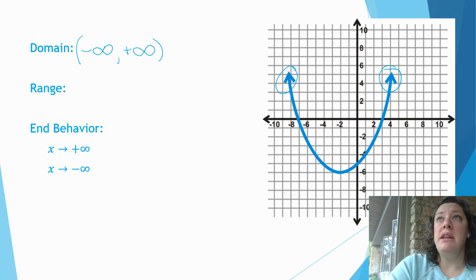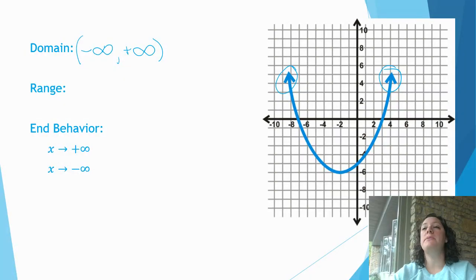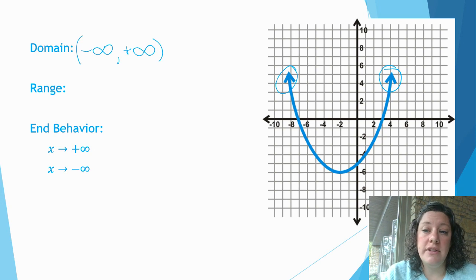Domain of many, many functions is negative infinity to positive infinity. Very often, I won't say always, but very often, especially when we are talking about a function, your domain is going to be negative infinity to positive infinity. The range, however, is a little different.